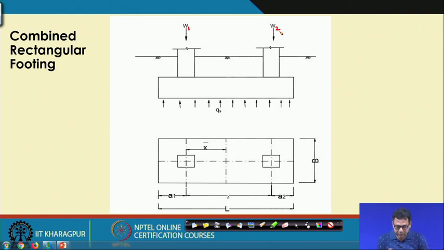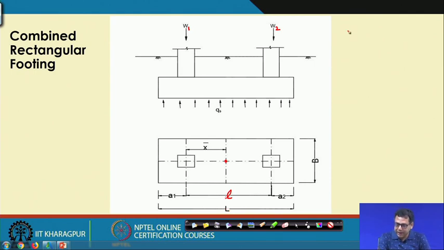dimension of this foundation. So, L is the distance between the two columns, x bar is the centroid distance from the center of the right or left column, and A1 and A2 are the distances from the center of the column to the edge of the right and the left portion of the footing. B is the width of the footing, L is the length of the footing.